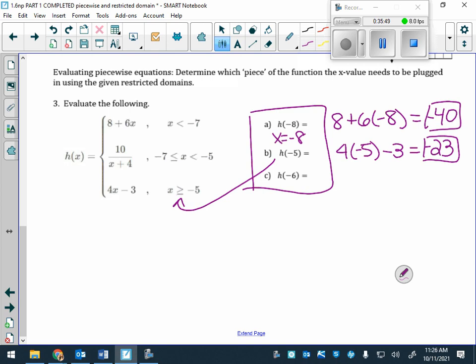And the last one before we break for lunch, h of negative 6 falls into what equation? First, second, third. Phoebe. The second one, because negative 6 falls in this category. So 10 over your corresponding y value would be negative 5. All right. All right, you guys.